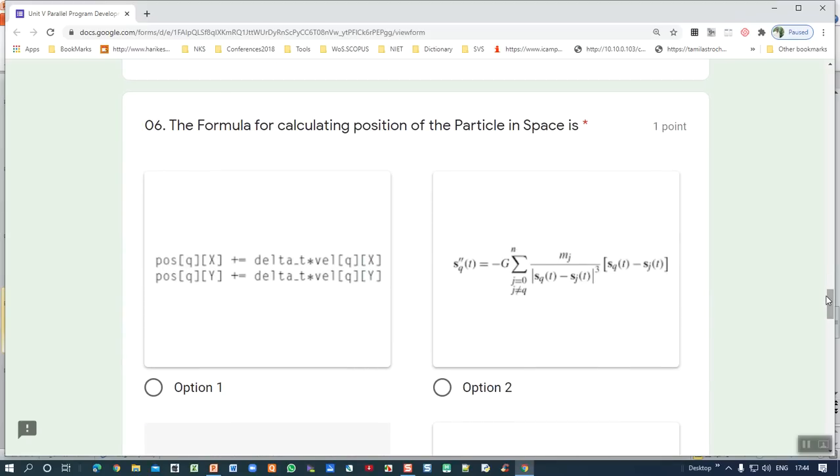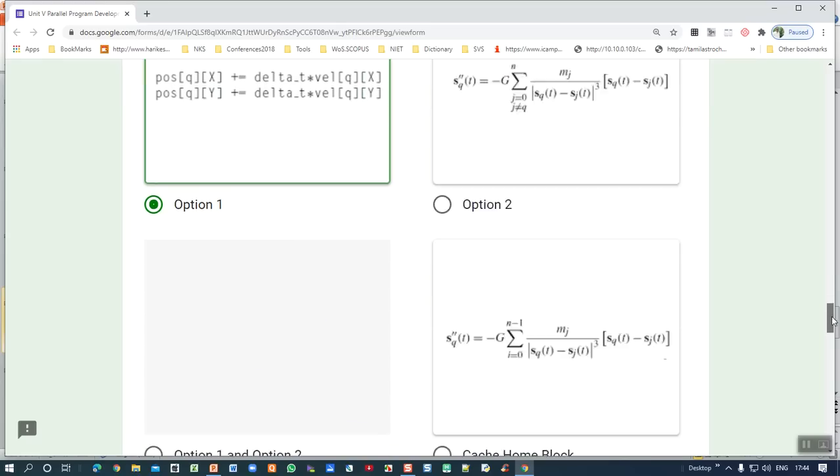Similarly, sixth question, formula for calculating position of the particles. This is the formula, already I have shown you. So delta t is a small change. Because of this change, what is the new position in the x direction and the y direction? So sixth question, this is the correct answer.